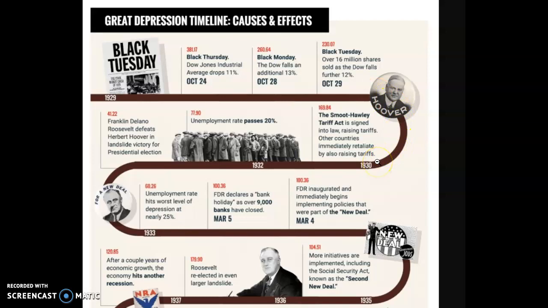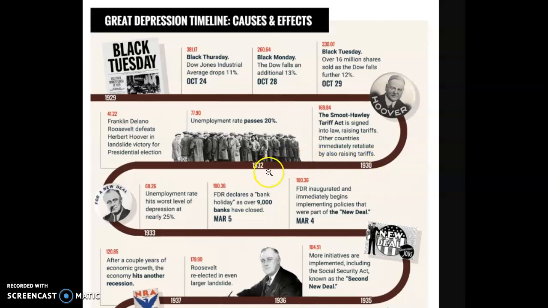Moving on to 1930. This is where the Tariff Act is signed into law, raising tariffs. So that means that any products that were coming in and going out of the country, there was a tax on them, and so it raised them.